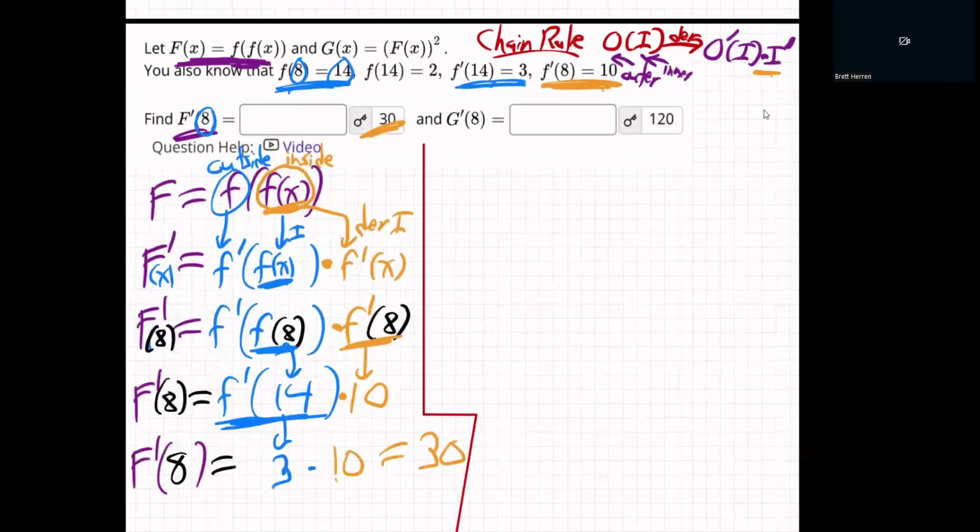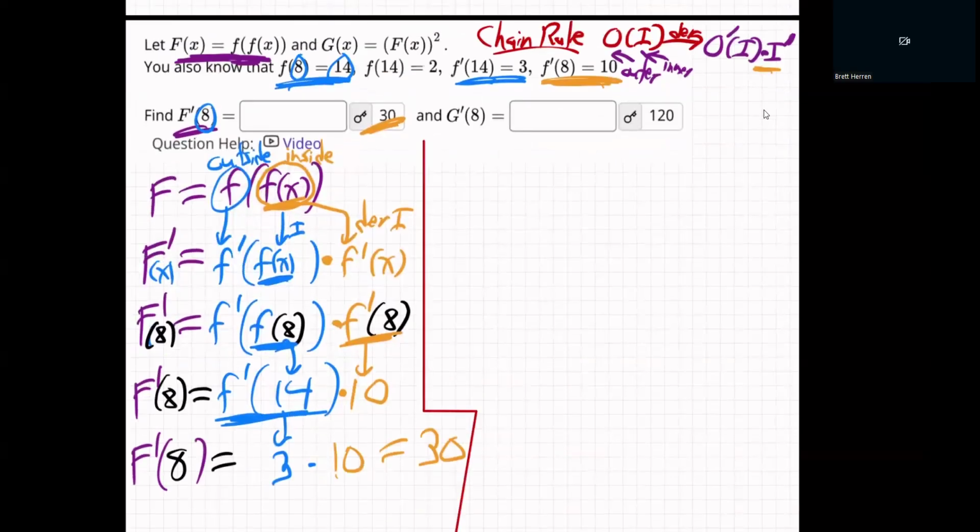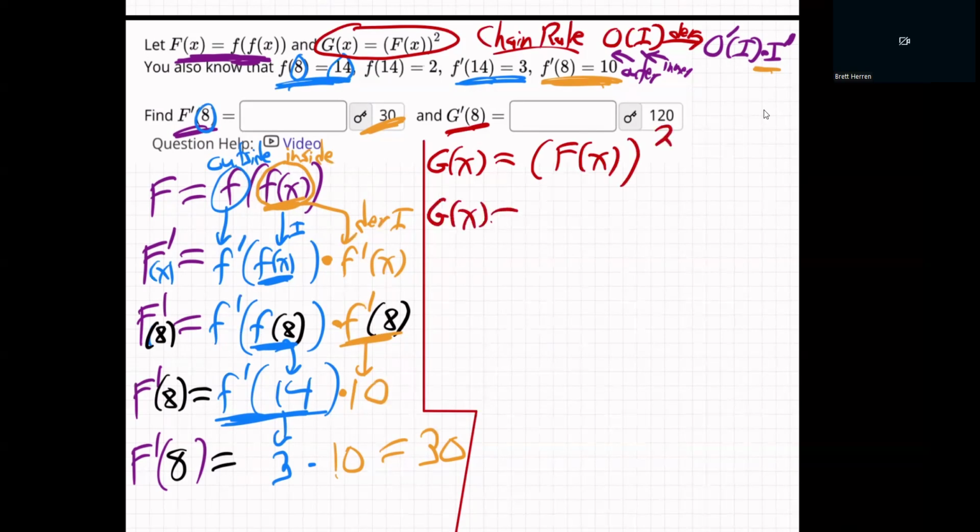All right, let's do it. So now the other part, g prime of 8. Yikes, that's going to be rough. Okay, so let's be clear. What is g? Well, right here is the definition of g. So let's start with g, we'll get to g prime. G of x is capital F of x squared. And what is capital F of x? It's right here. It's that. So that's going to be little f of x.